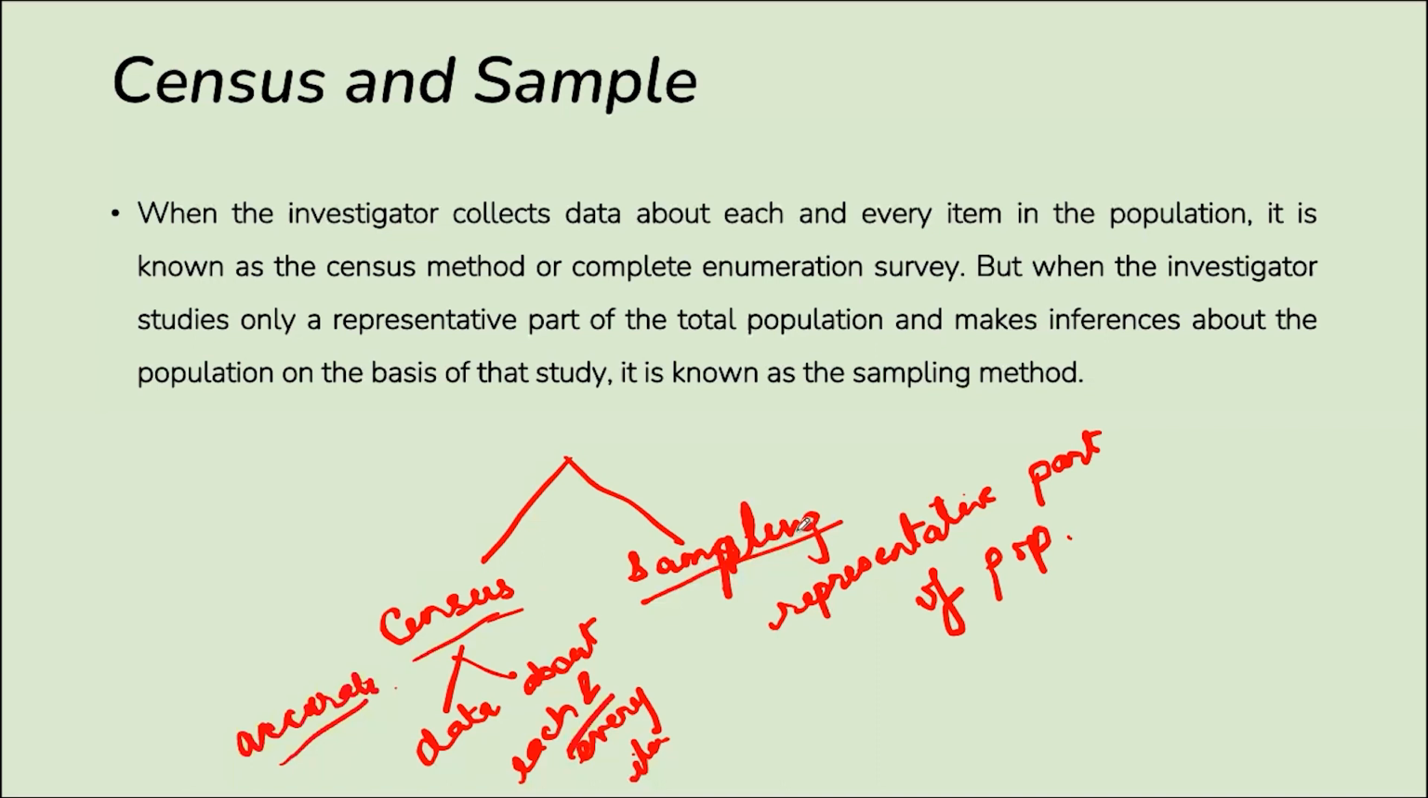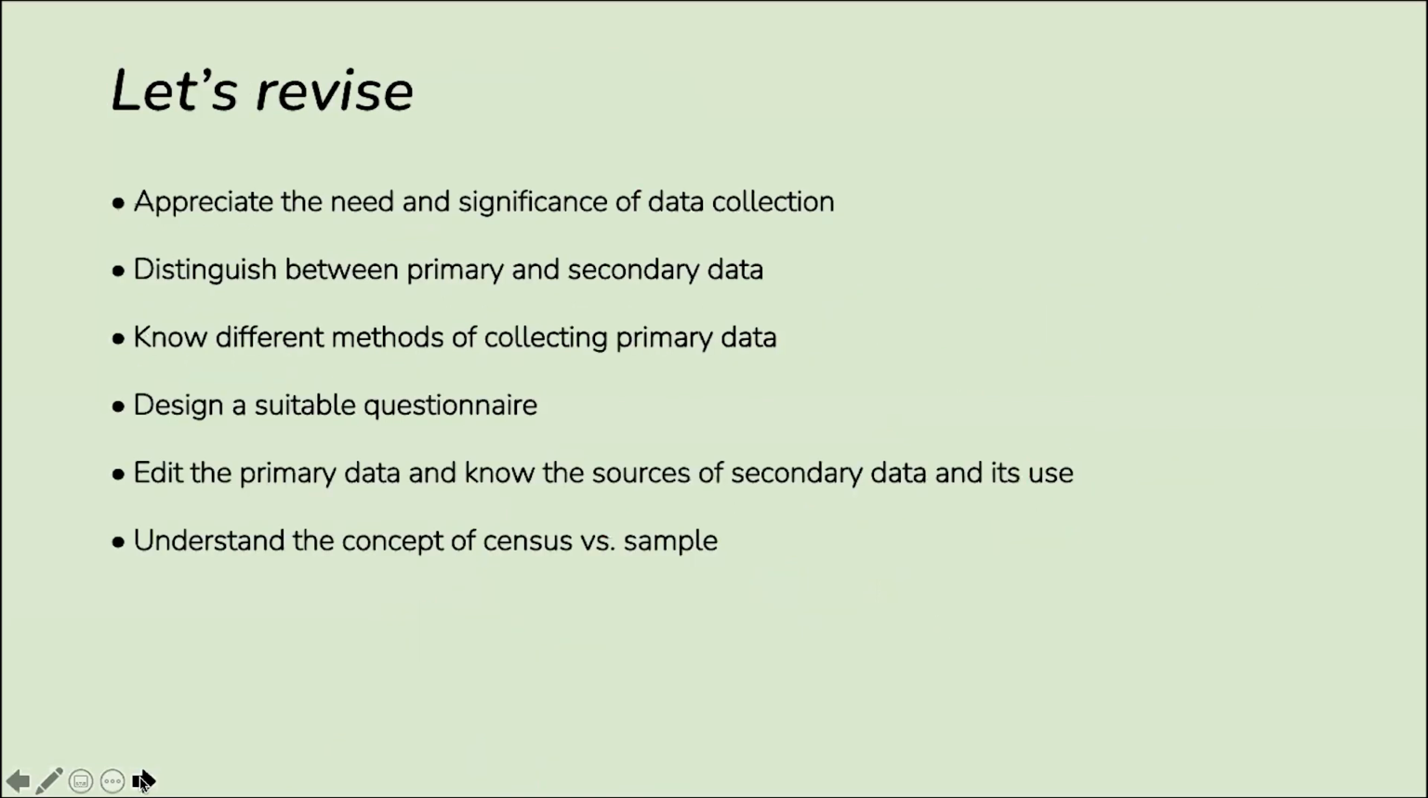If a sample is representative of the population, then it usually yields correct information about the total population. And you should know that out of the census and sampling method, the most popular method is the sampling method. Why? Because it is more convenient, and secondly, census method is not possible in all cases. Okay, so this concludes unit 1.